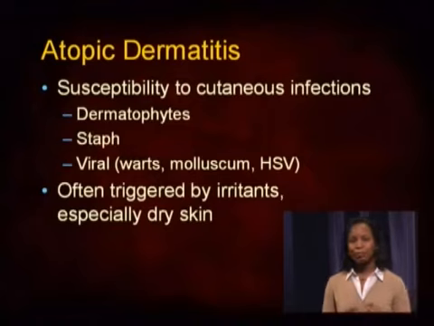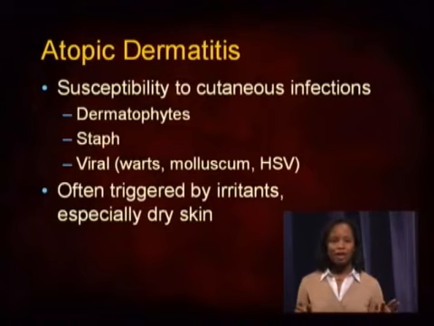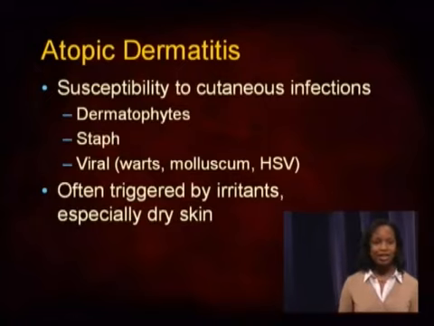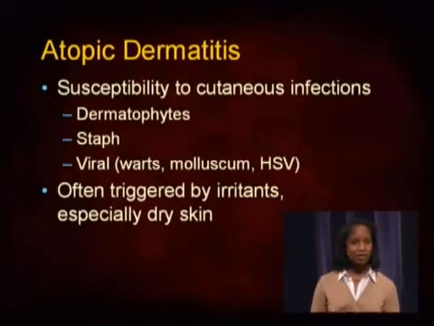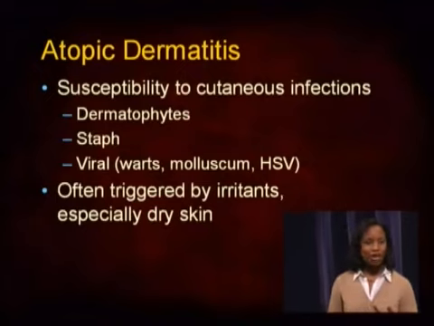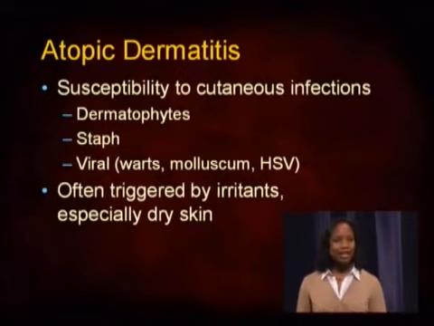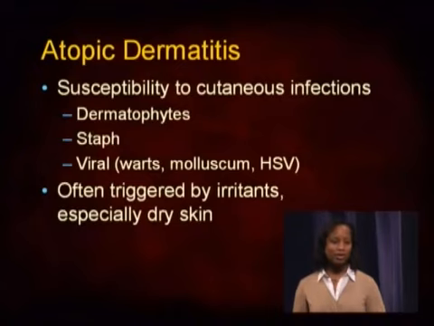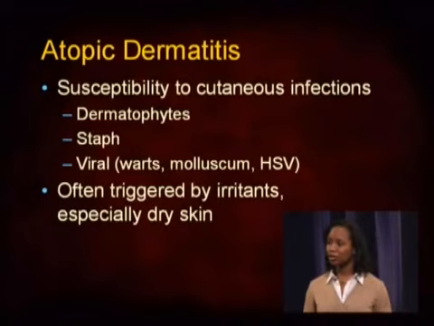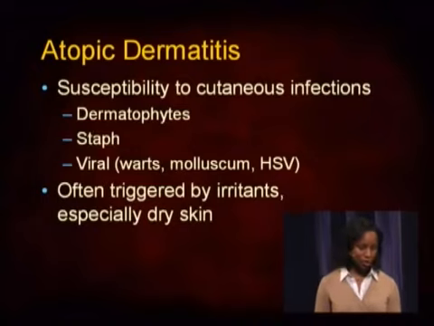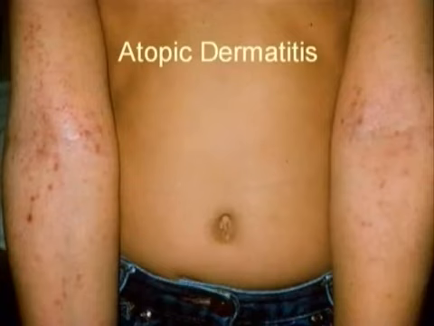As I mentioned, that impaired skin barrier really leaves patients more susceptible to things like cutaneous infections, and that can be fungal, like dermatophytosis, can be bacterial, and also viral. And again, irritation is triggered by irritants, so common things like wool, for example, on the skin can cause more irritation in an atopic dermatitis patient compared to a normal skinned person.